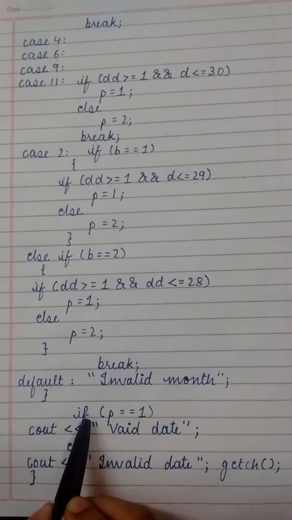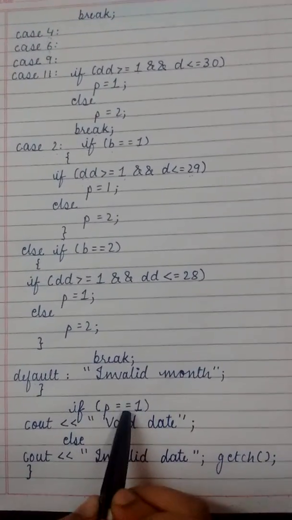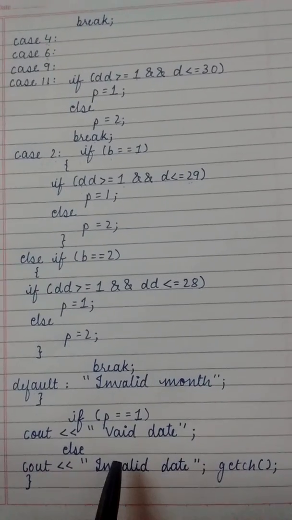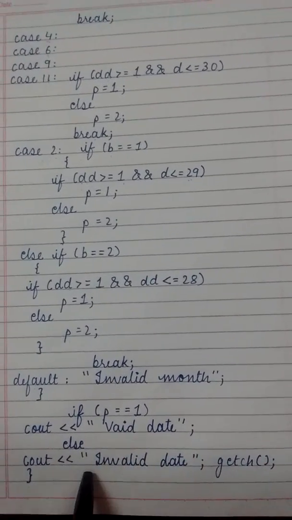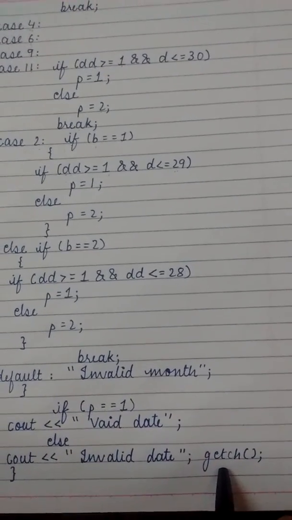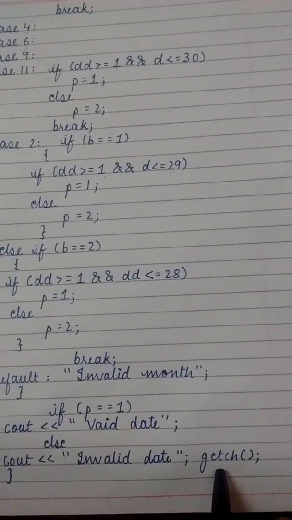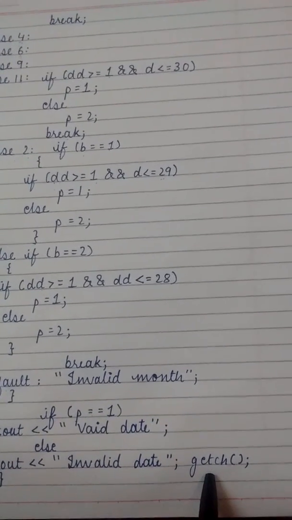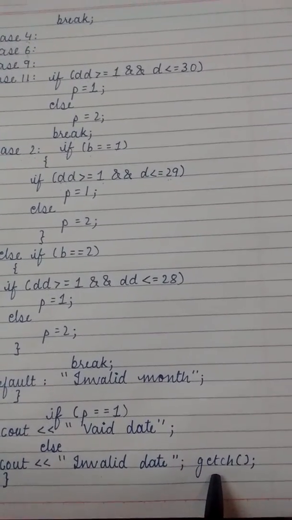Then I have checked the value of p, that if p is equal to 1, then a valid date message will appear on the screen. Otherwise, invalid date would appear on the screen. Then lastly, we have used the getch function. This function helps us to hold the output on the screen for some time.